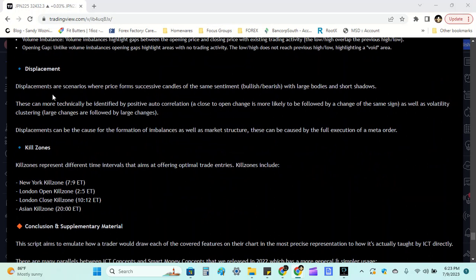Displacement. Displacements are scenarios where price forms successive candles of the same sentiment, like successive bullish or successive bearish candles with large bodies and short shadows. These can more technically be identified by positive autocorrelation. A close to open change is more likely to be followed by a change of the same sign, as well as volatility clustering, where large changes are followed by large changes. Displacements can be the cause for the formation of imbalances, as well as market structure. These can be caused by the full execution of a meta order.